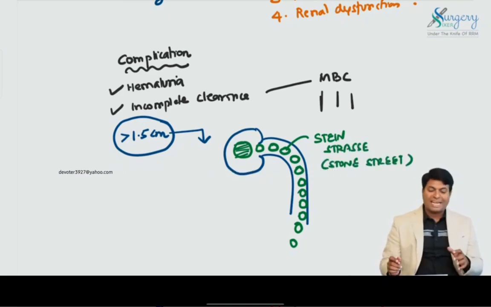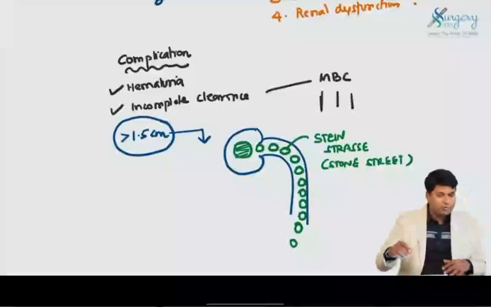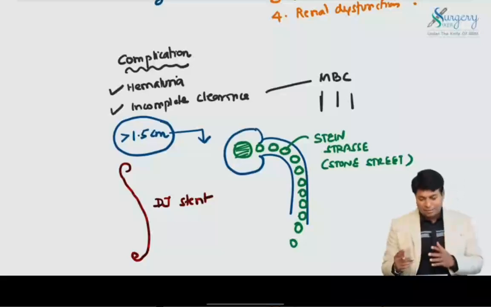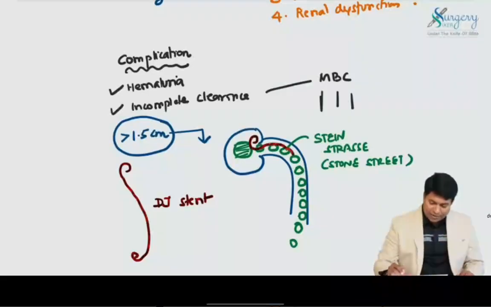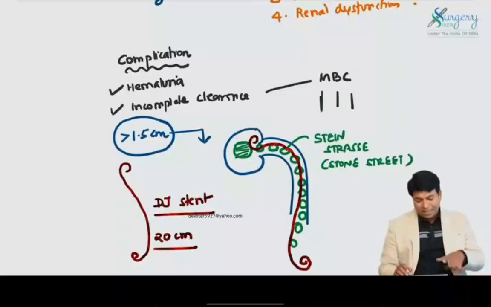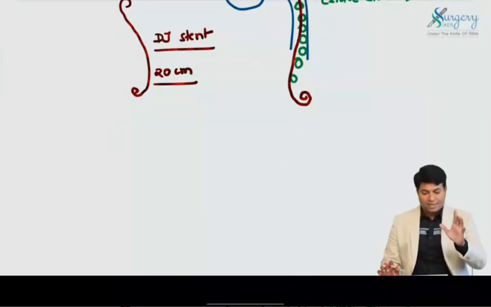Stone street or Steinstrasse is usually due to large stone fragments obstructing all along the ureter. Therefore, if you are going to use ESWL for bigger stones, we must always put a double J stent. The stent I will discuss separately with image. It is a self-retaining stent, a double J stent, which will be around 20 centimeters. The same stent which we use in the bile duct is 10 centimeter; here it is 20 centimeter. So to prevent this complication of Steinstrasse, we use a double J stent. Remember, we use a double J stent.